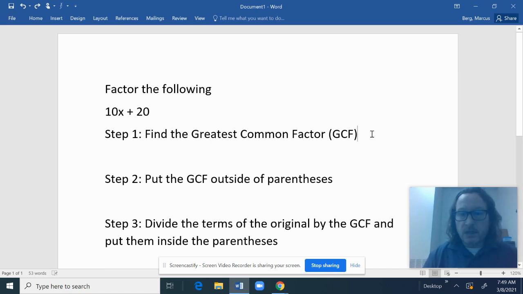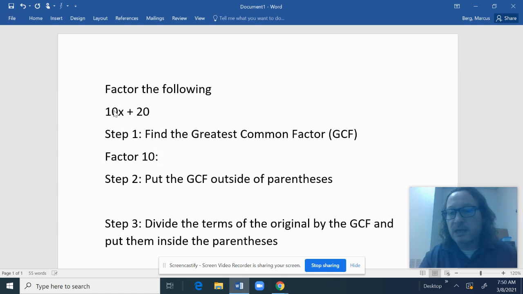So let's start. To factor a problem, it's pretty much the opposite of distribution. The first thing you want to do is find the greatest common factor. Greatest meaning biggest, common means what they have in common, and factor meaning something that multiplies to get to this term. So we're going to start by factoring the first term, 10.